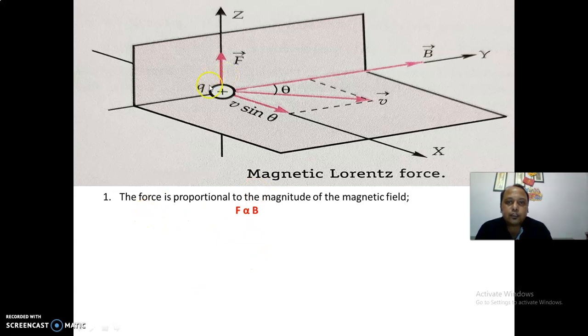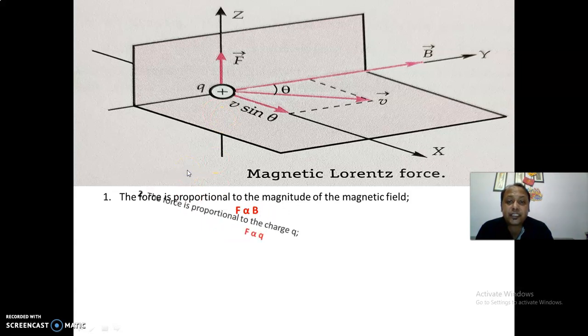Let us see on which factors the force depends. The force which you can see is acting on the charge Q is proportional to the magnitude of the magnetic field. That is, if you increase the magnetic field, the value of force on the charge will also increase. Suppose two different magnetic fields are there in the same direction. The first one 2 Tesla and the second one is 10 Tesla. So when the magnetic field is more, at 10 Tesla, the force will also be more. They are directly proportional here, as shown here.